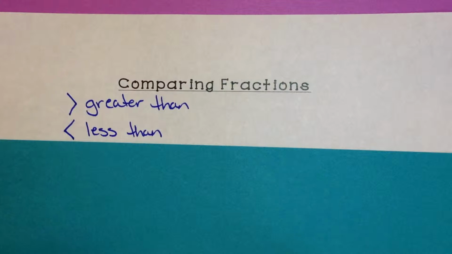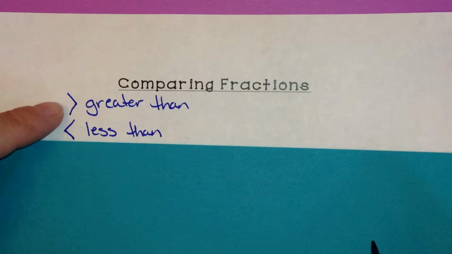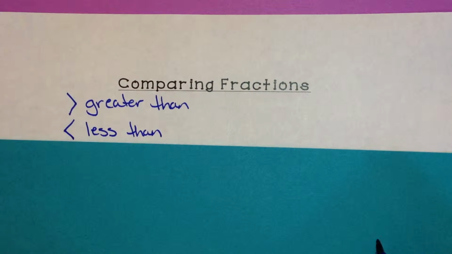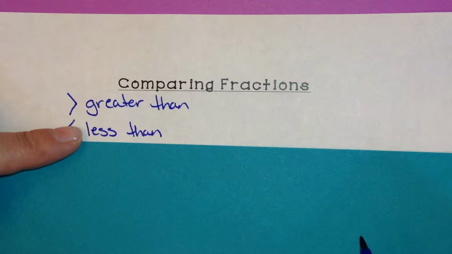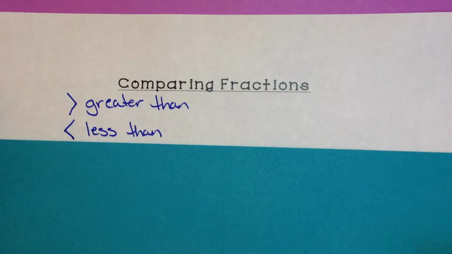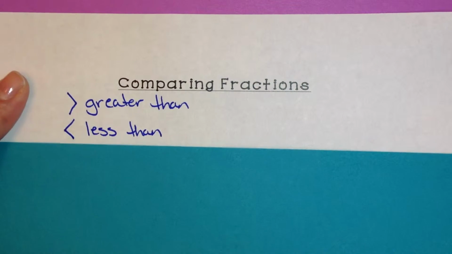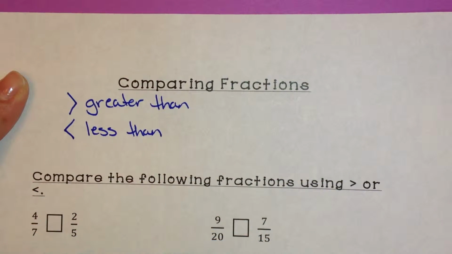Okay, so just like you read words left to right, look at your symbol from left to right. If you look at the first one from the left side, you're looking at the open side. Some people think of it as an open mouth or an alligator. So the open side is the greater than side, because it's the big, open, larger side. The less than side, when you look at it from left to right, is a small little point. It's less than. So we're going to use those two symbols to compare some fractions.